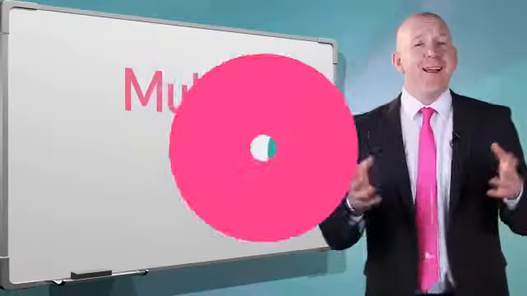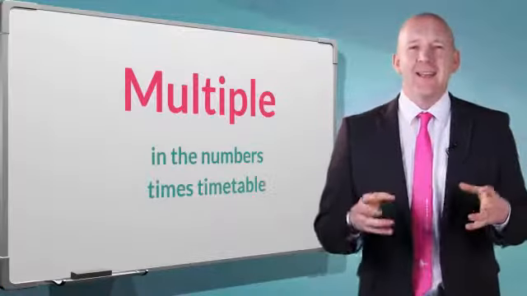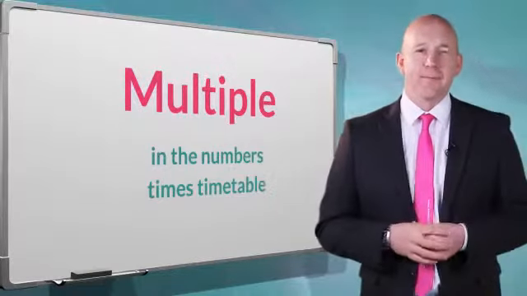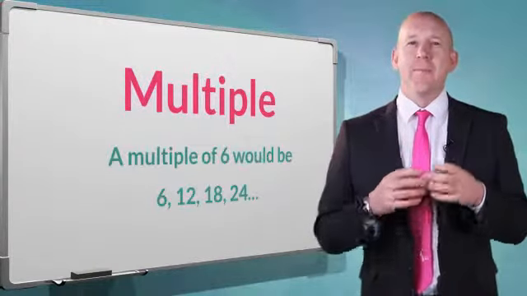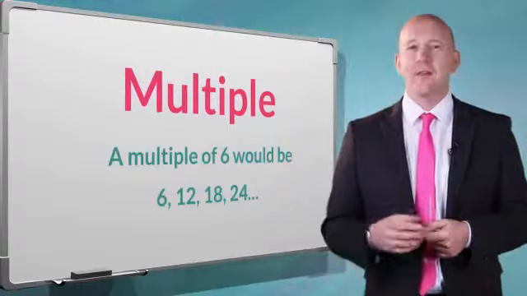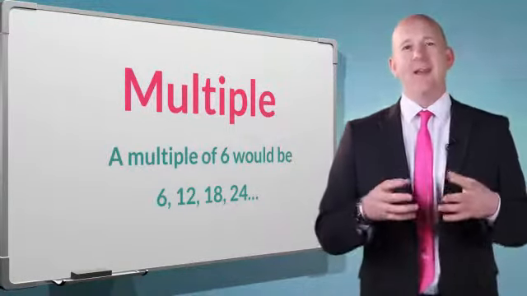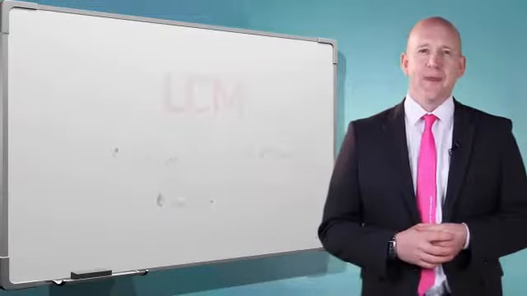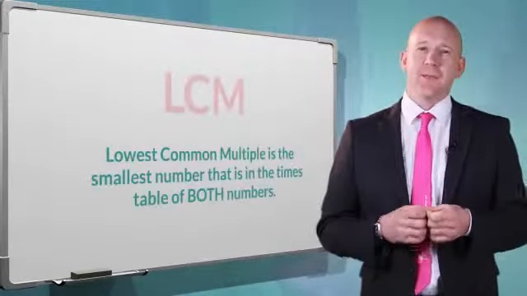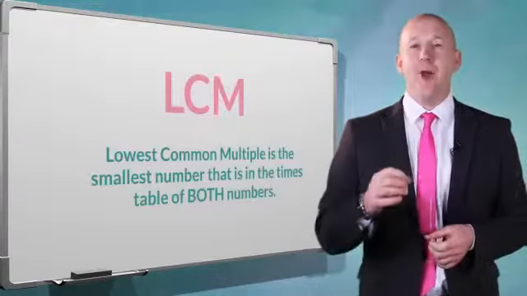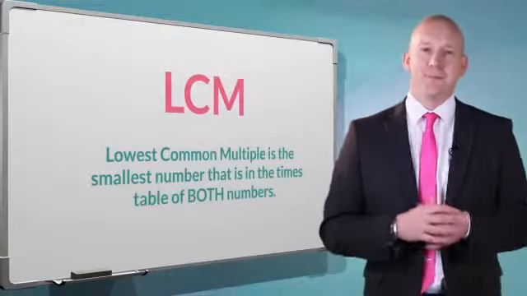On we go. A multiple of a number is anything that is in the number's times table. So, for example, a multiple of 6 is 6 or 12 or 18 and so on. Anything in the 6 times table. So the lowest common multiple is the smallest thing that is in the times table of both numbers.